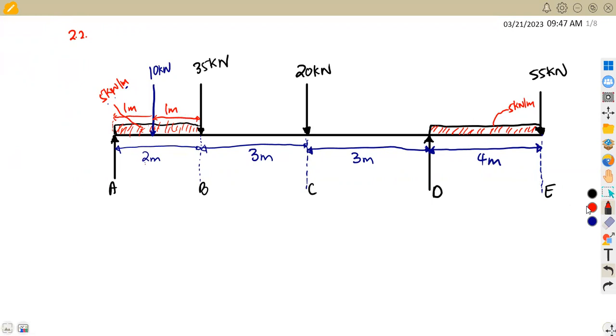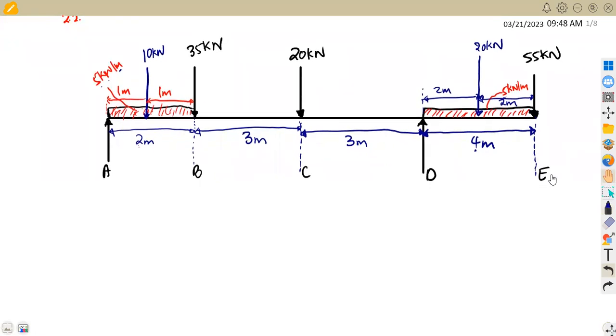The same thing here, we have 5 kilonewton per meter for 4 meters. So 4 times 5 is 20 kilonewtons. We shall have this 20 kilonewton acting at the middle of the 4 meters. If we divide 4 by 2, that will be 2 meters on each side. So that's it. Let's have our moments now.